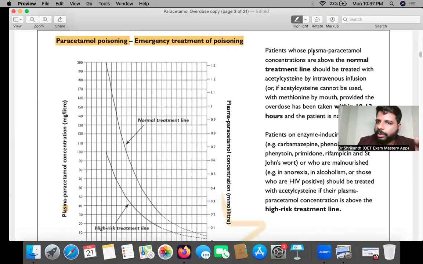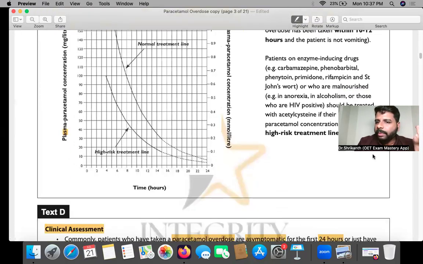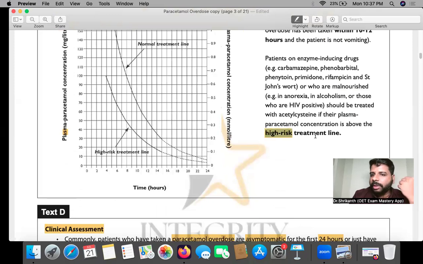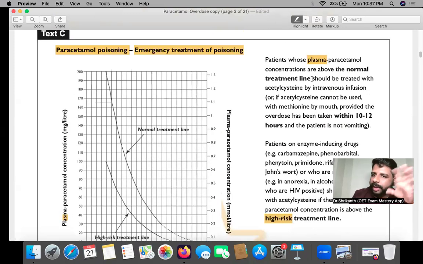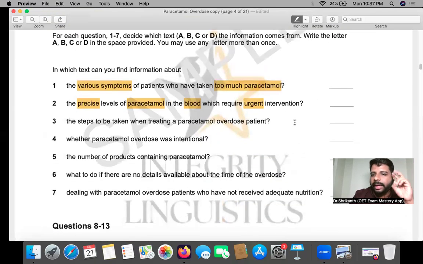Here also they have written patients with plasma paracetamol concentrations above the normal treatment line, and then we have high risk treatment. High risk treatment means what? Emergency treatment. So like this, you can just scan through. Again, you're reading with an aim, with an intent, scanning the information with a very solid memory of the question, and you are confirming the answer and writing text C. The answer is C because urgent intervention, emergency treatment is coming there.